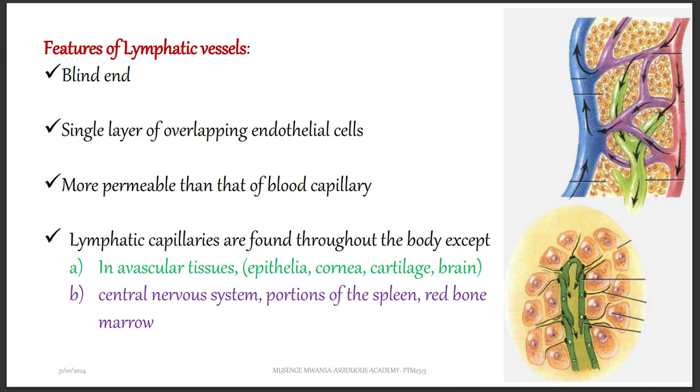Examples you can give: epithelial cells, the cornea of the eye, cartilage, and the brain. These do not have lymphatic vessels. The brain is part of the central nervous system. Also, some portions of the spleen and the red bone marrow will not have lymphatic capillaries. But the most important ones you need to remember are epithelial cells, the cornea of the eye, cartilage, and the brain.